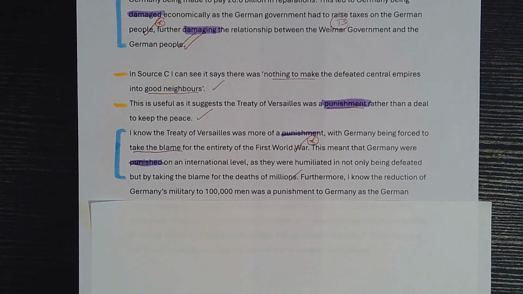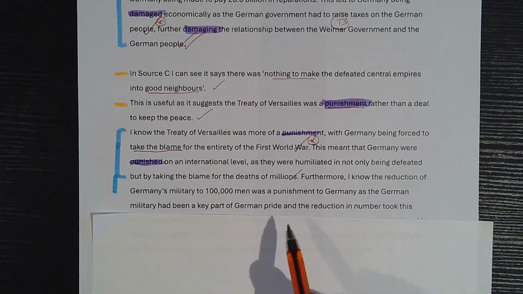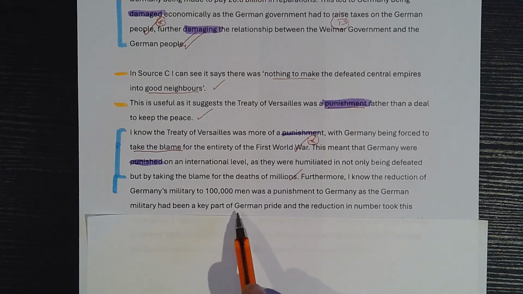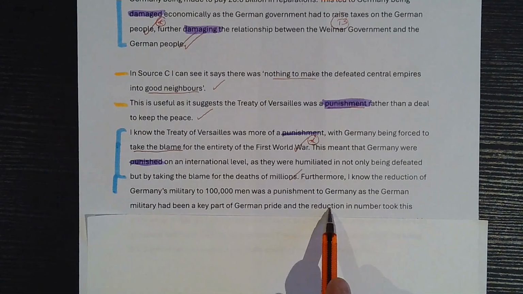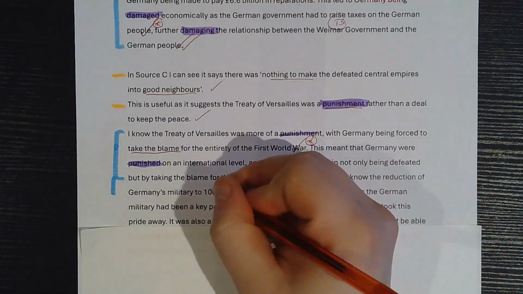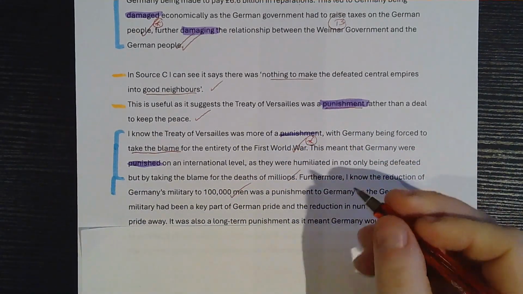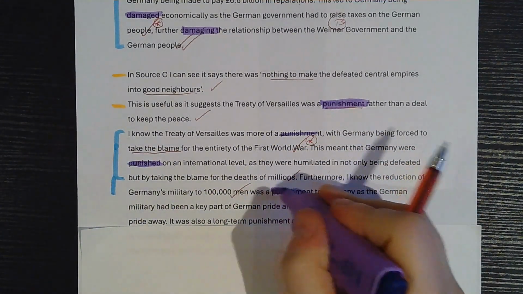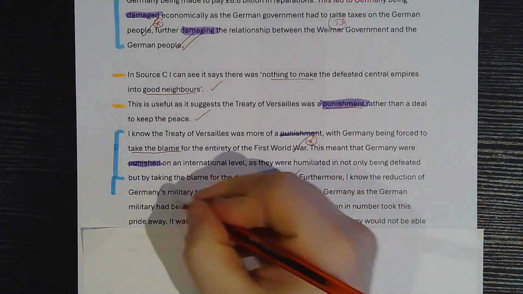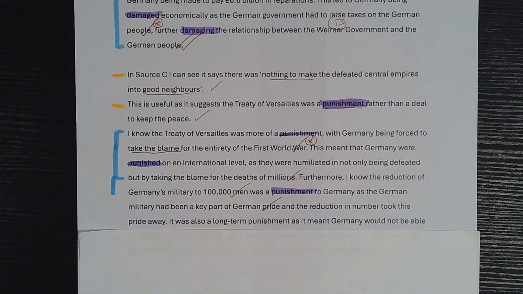So furthermore, I know the reduction of Germany's military to 100,000 men was a punishment to Germany, as the German military had been a key part of German pride, and the reduction in number took this pride away. So here I can see Germany's military to 100,000 men, detail, linking to how it was a punishment and who it was a punishment for. The German military had been a key part in German pride, and it took that pride away.